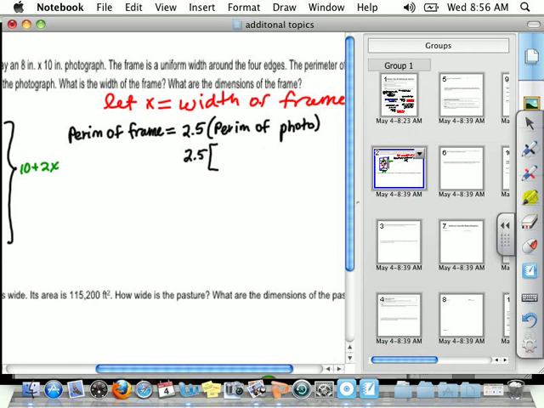Do you guys remember perimeter? You just add up all the sides, right? So the photograph is 8 by 10. So you could write 8 plus 10 plus 8 plus 10 going all the way around, or usually the way we write it is 2 times 8 plus 2 times 10.